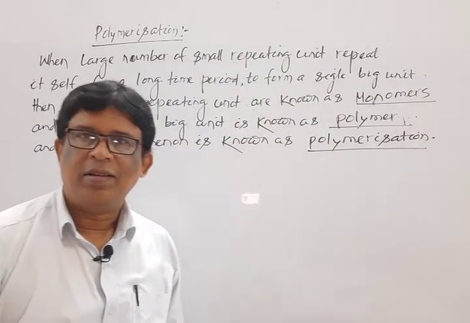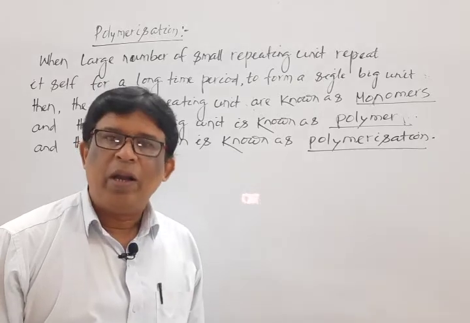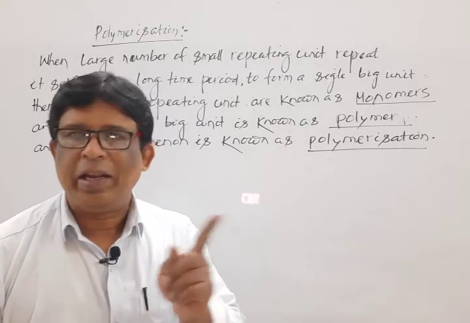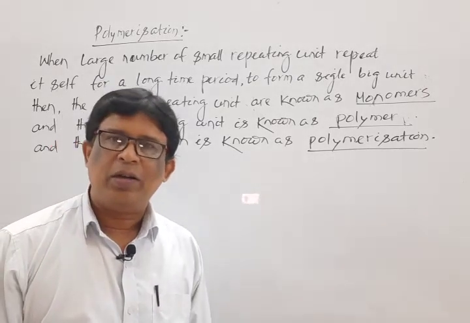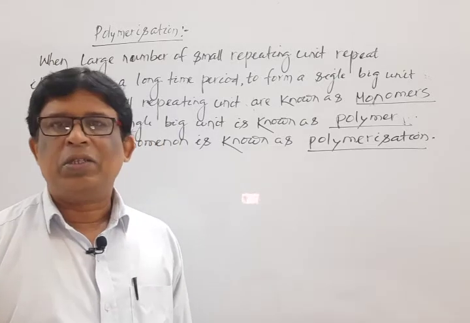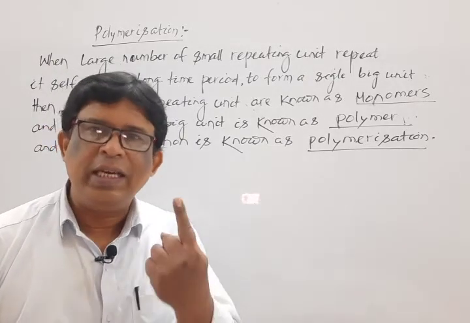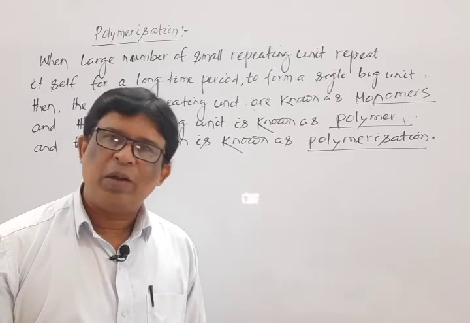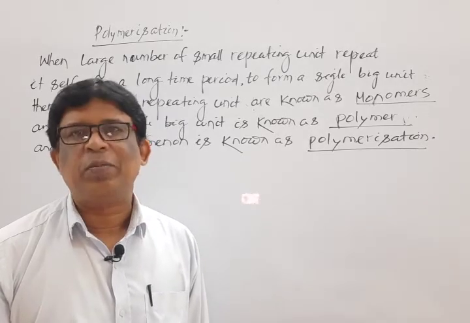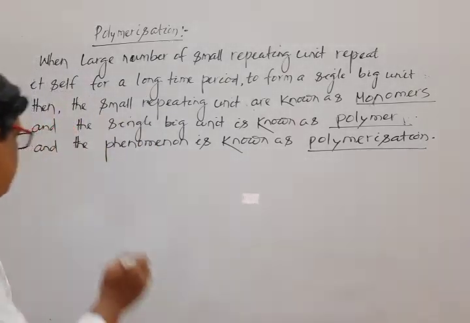Okay, I repeat again. Small similar repeating units are known as a monomer. When these join together to form a single unit, it is known as a polymer, and the phenomenon is known as polymerization. Mark that, some examples.